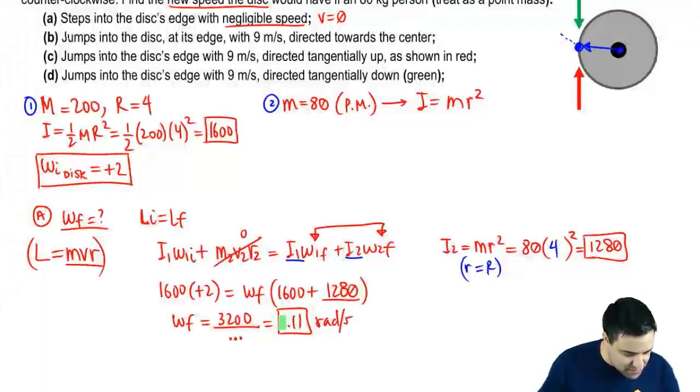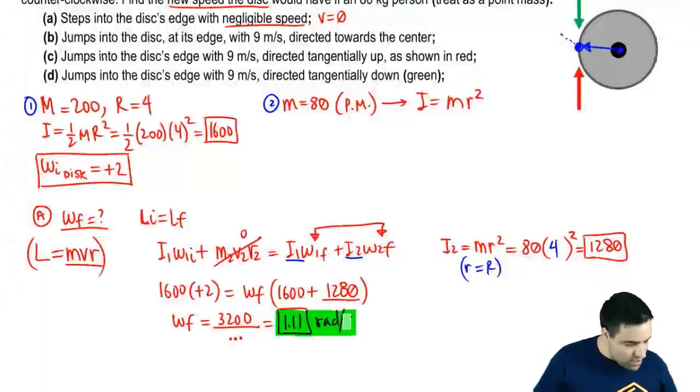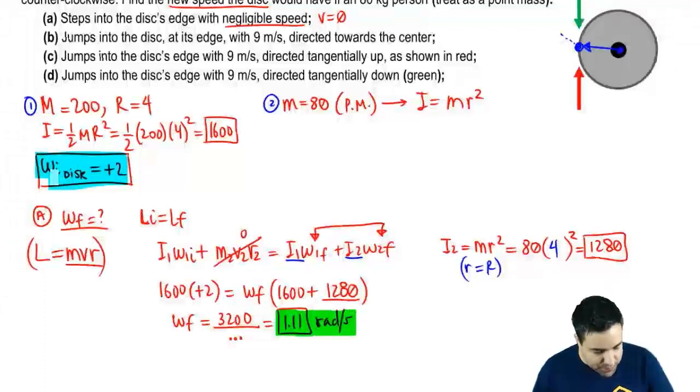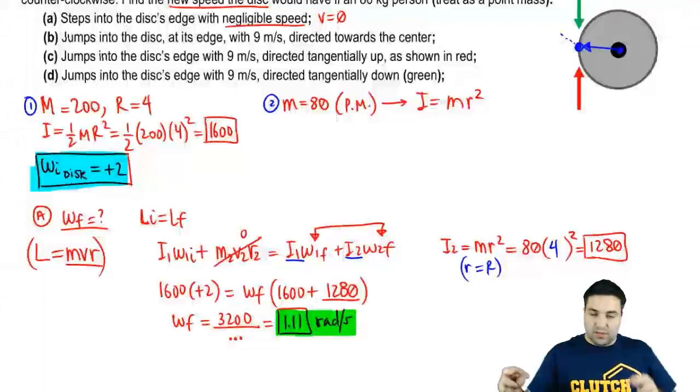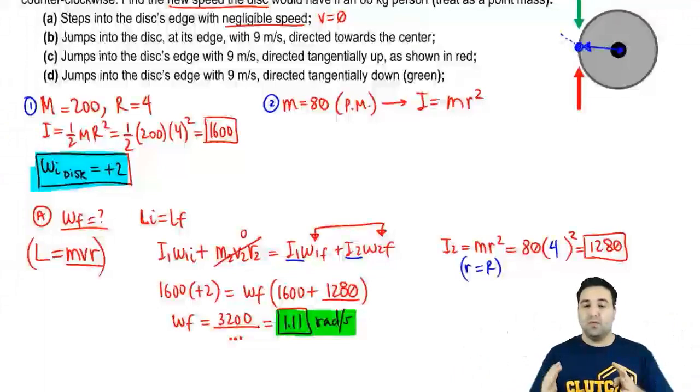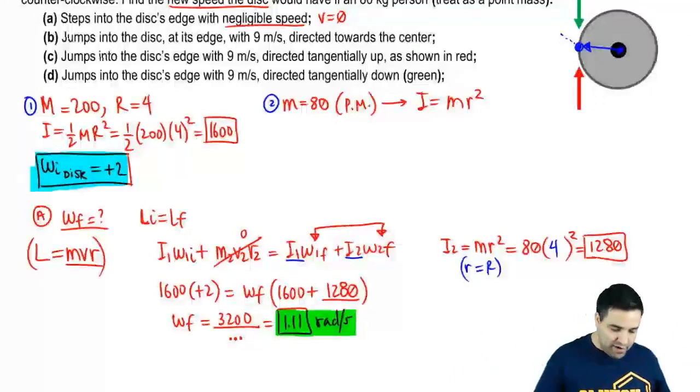This should make sense because it's slower. We started with an omega of 2 positive, and now the person entered, it has more mass. Whenever you add mass to a rotating disk, it will move at a slower rate. So that's it for part A. Pretty straightforward. Let's do part B.